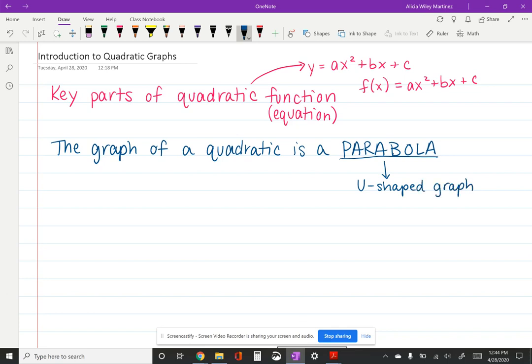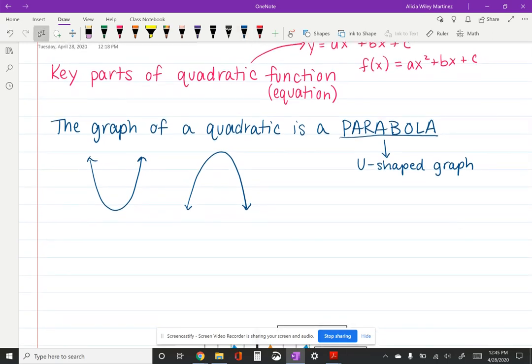Okay, there are two ways that a parabola can look. A parabola can face up. A parabola can face down. There are ways that we can tell from an equation whether a parabola is going to face up or down, and we will be talking about that as the unit goes on.